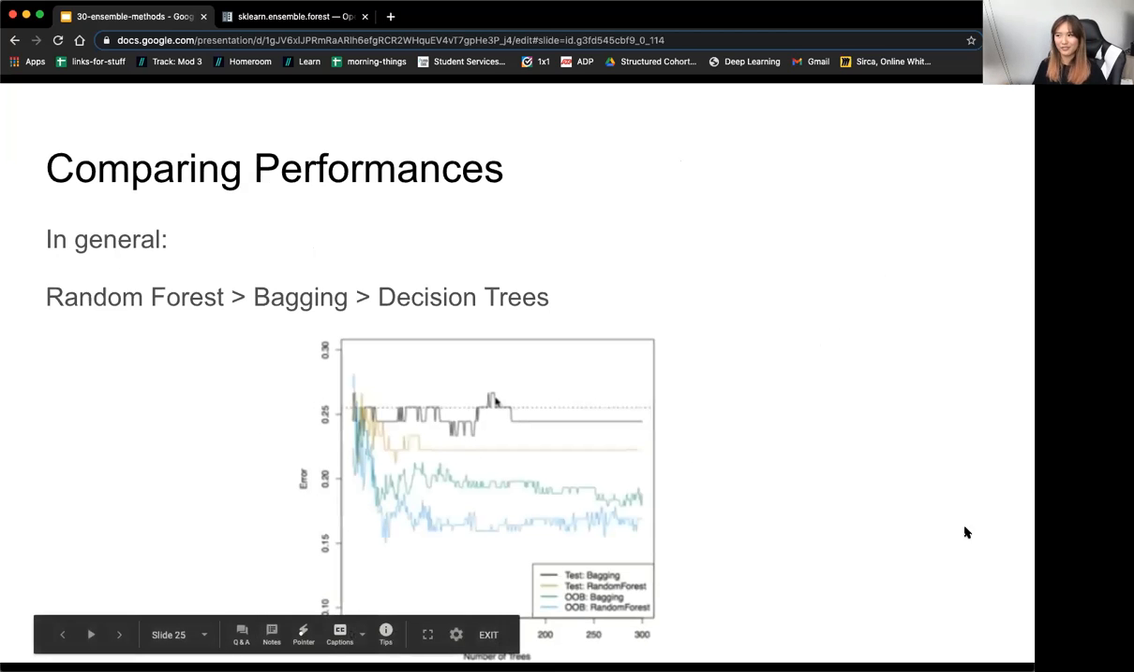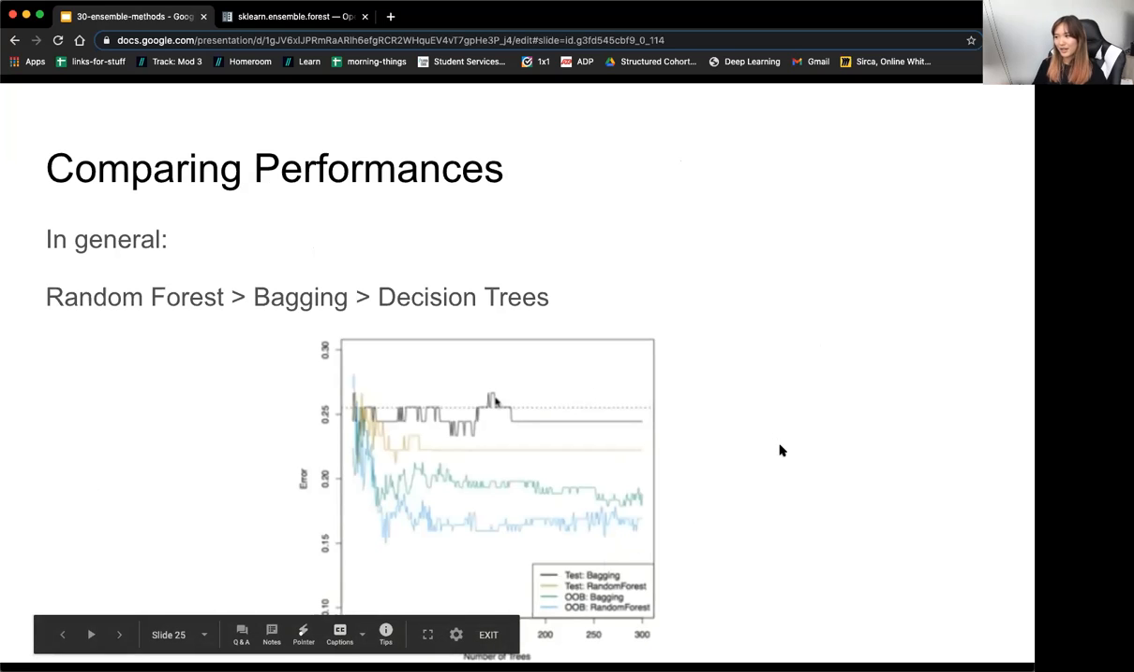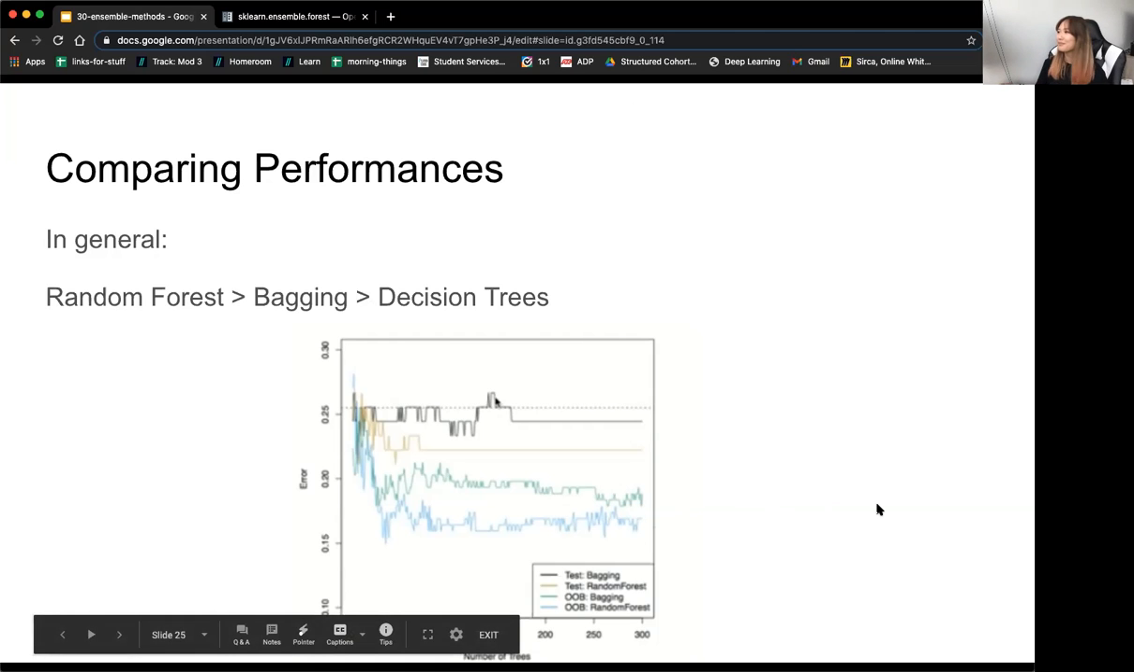So this is just an output of, I forget where this is from. I believe this might be from the ISLR textbook that I sent out. But this is just comparing the results of bagging and random forests. And here you can see our test metrics are this black line and this orange line over here. And this is our error, so the lower the better. Our random forest tends to converge and do better than bagging, just because of that added layer of randomness in the features it's considering. And yeah, these two are the out of bag error.